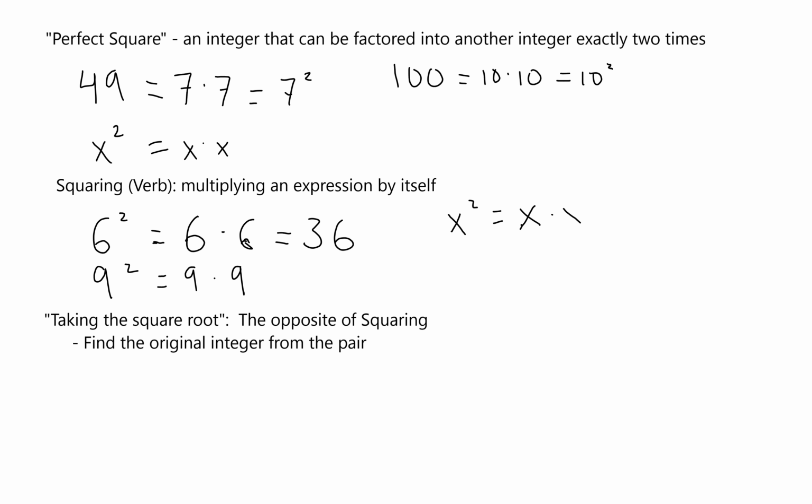It doesn't matter that it's not a number, or not a number that we know about. It can be a variable. Squaring is just multiplying any expression by itself. So x squared, by definition, is x times x. And you could do, I don't know, star squared. Star times star. Oh, worst star ever.